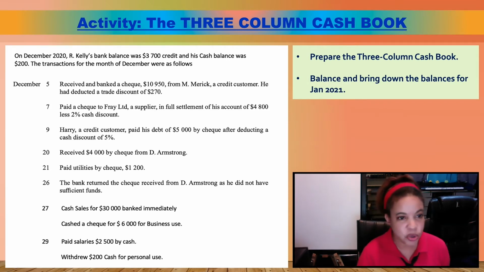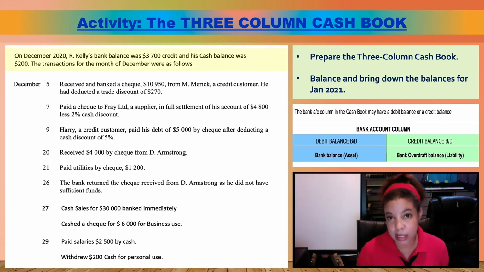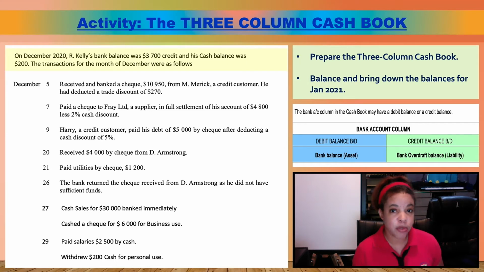Okay, so the first thing, what we have here is R. Kelly. R. Kelly is our business. And the first thing that you do with a question is you look at the balance. Once a business has been operating for more than 1 year, there will be a balance brought down. Now for your cash balance, your cash is an asset always on the debit side. But remember what we talked about in a previous activity for the 2-column cash book, the bank balance can be either a debit or a credit.